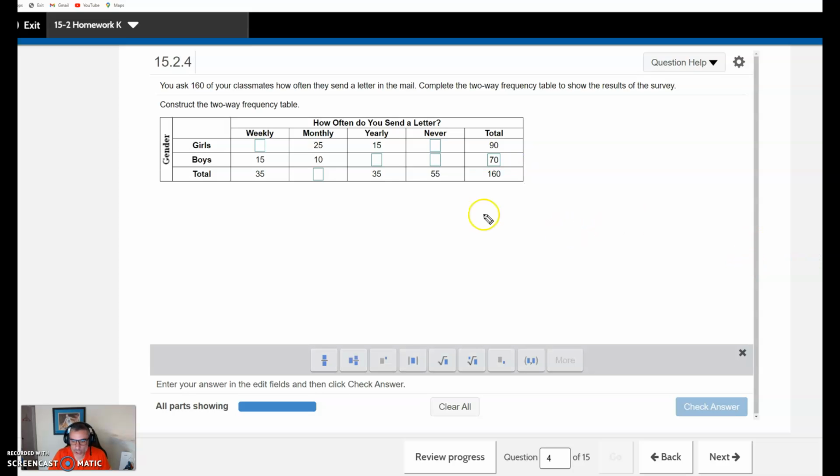Same thing here along the bottom. I only have one open square, and I know that all 4 of these numbers need to add to 160. So let's add the other 3 up and see what is missing. I have 35 plus 35, which is 70, plus 55 is 125. So these 3 boxes together add to 125. If I subtract that from 160, I get 35. So this has to be a 35.